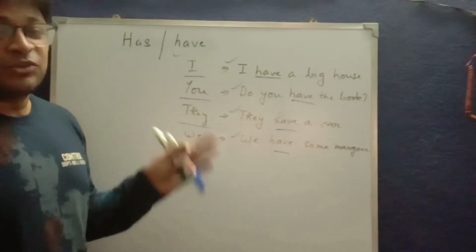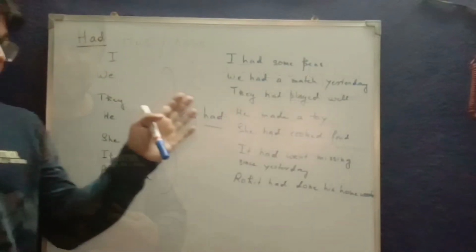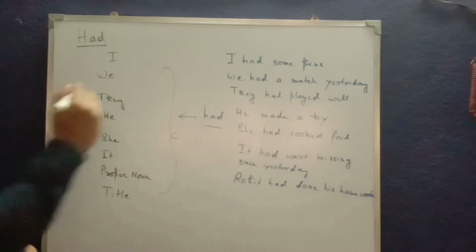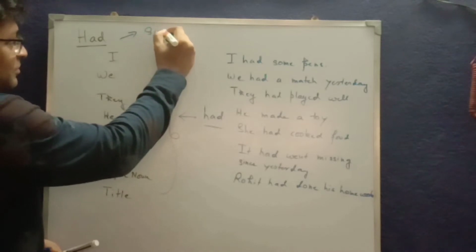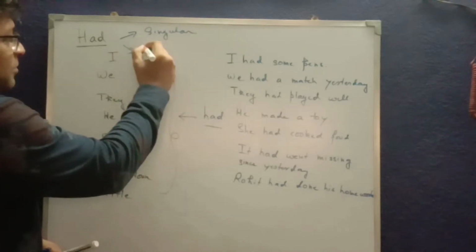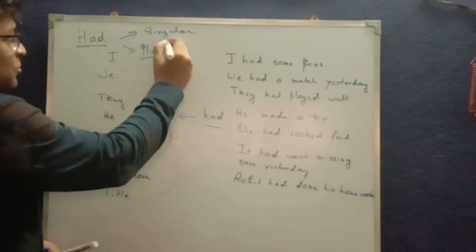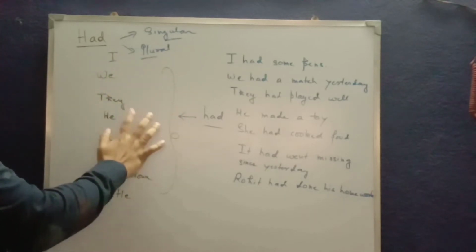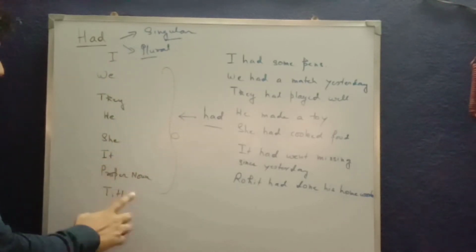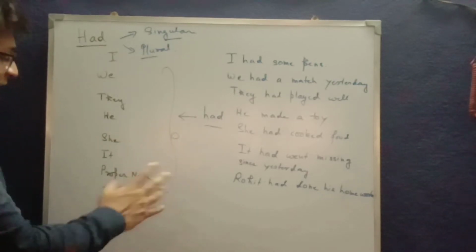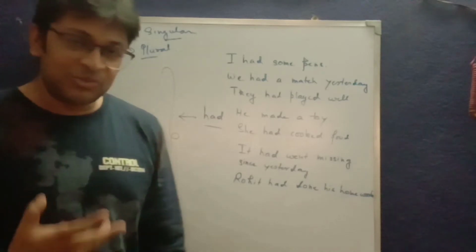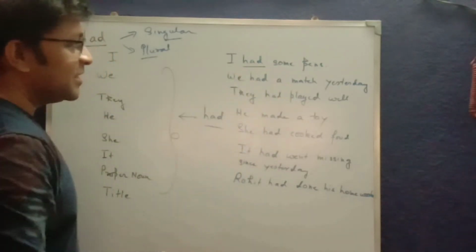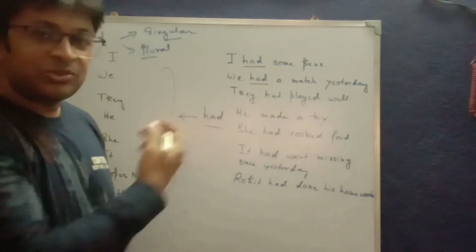Now the third one, that is the past one, had. In the case of had, as I said earlier, it symbolizes both the singular and the plural form. So we can say I had, we had, they had, he had, she had, it had, and with any name or any title, it is also had. For example, I had some pens. We had a match yesterday. Here also we are using had.